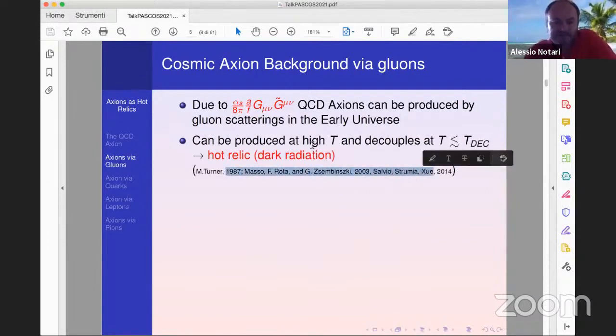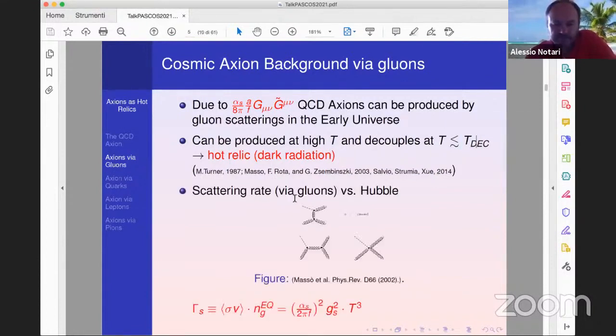And it has been found that one can produce, at very high temperature, a background of axions, and it decouples at a given temperature, which I call T decoupling. Below such temperature, the axions are not in thermal equilibrium. One can estimate the rate of production via gluons just by looking at these diagrams.